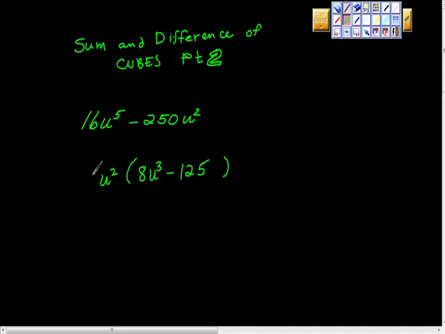I'm sure you were saying, what are you talking about here? What I'm wondering is, did I get that thing out? First off, do I have all the pieces? Does it still work? Is it still true? 2 times 8 is my 16. 2 times negative 125 is my negative 250. U squared times u cubed is u to the 5th. U squared times negative 125 is, 2u squared is negative 250u squared. So it does work, doesn't it?